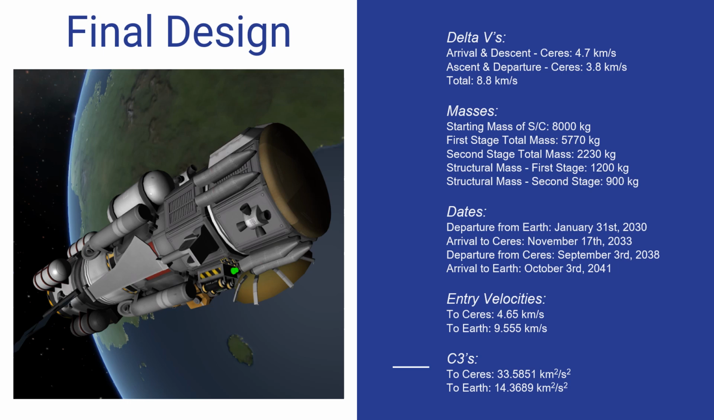The final design of the spacecraft will have a total delta V of 8.8 kilometers per second. It will depart Earth on January 31, 2030, perform a Mars flyby, and arrive at Ceres on November 17, 2033, with an entry velocity of 4.65 kilometers per second. It will stay at Ceres, perform its mission for 5 years, and depart on September 3, 2038. The spacecraft will perform a Mars flyby and is estimated to arrive back on Earth on October 3, 2041, with an entry velocity of 9.55 kilometers per second.